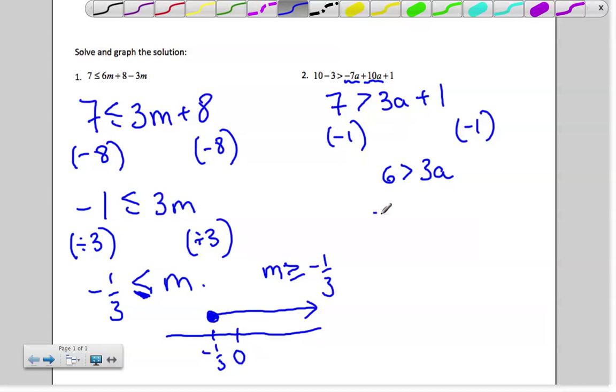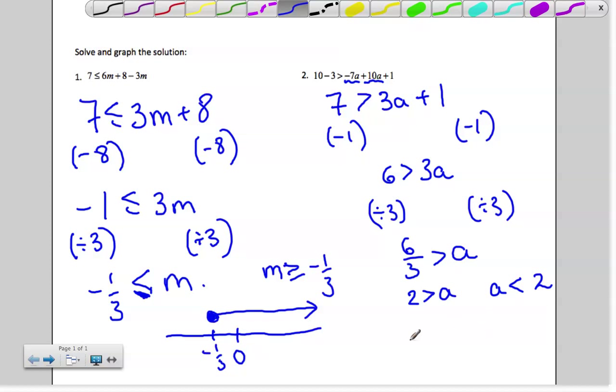And then to get a by itself, divide by 3. Divide both sides by 3. So 6 over 3 greater than a, but we know 6 over 3 is 2. And again, let's just write it so that the sentence begins with the letter a, less than 2. Now to make our graph, we put 0 and then 2 on the number line. And it cannot be equal to, so it's an open circle that shows does not include. And if it's less than, it goes to the left.